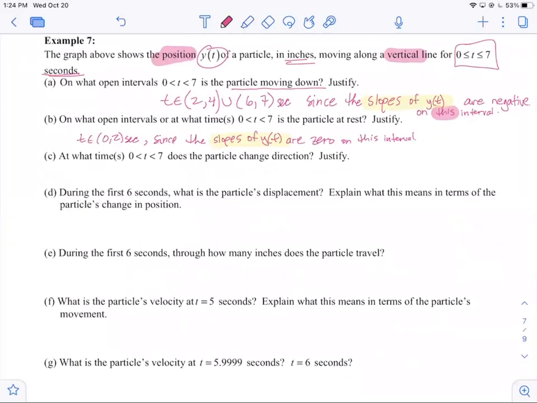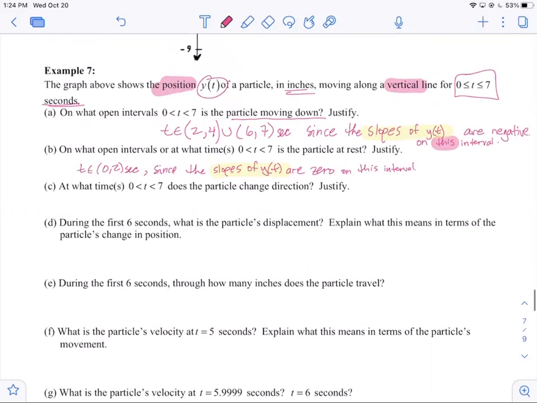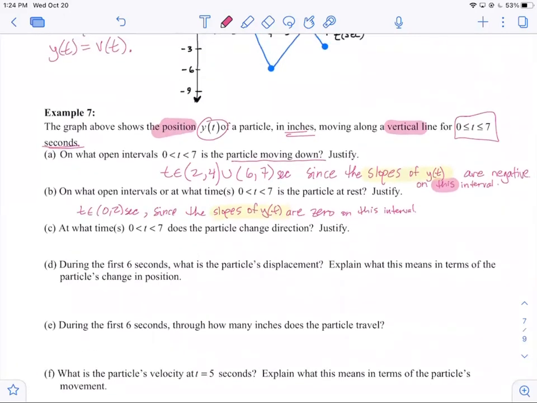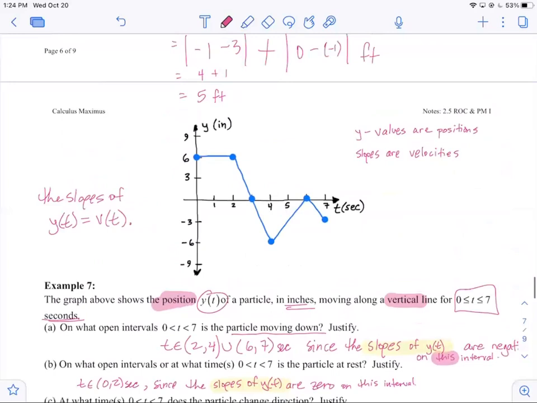At what times on the open interval does the particle change direction? Justify. The particle is going to change direction in general when the velocity changes sign. That's the slope over here. So where does the slope change sign? Does the slope change sign at 2? No, because it's going from 0. So the slope changes from negative to positive at 4 and positive to negative at 6.